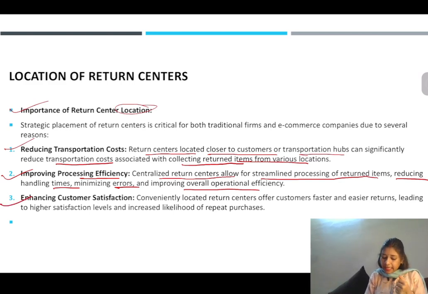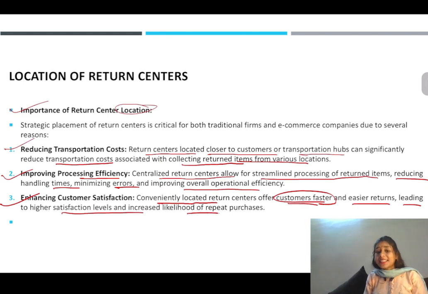Also, it can enhance the customer satisfaction as returns can be done conveniently near to the customer, and thus they can be faster and lead to easier returns, leading to higher satisfaction level, and thus the customer may repeat, right? So these are the advantages why we want to locate the return center at an optimal location.